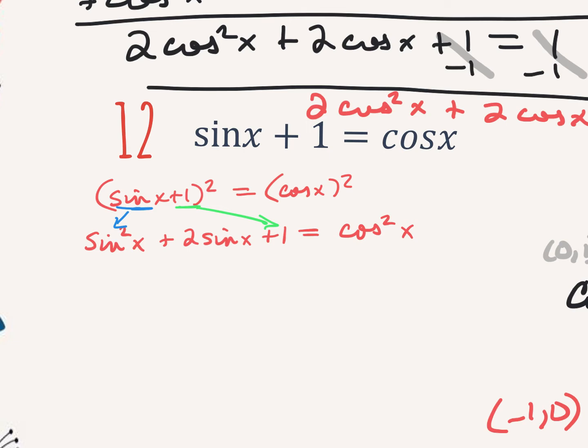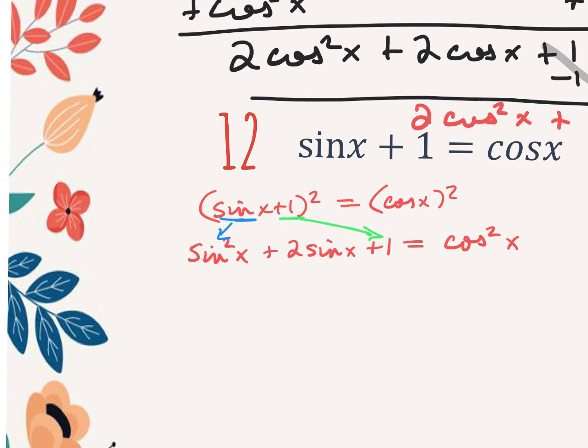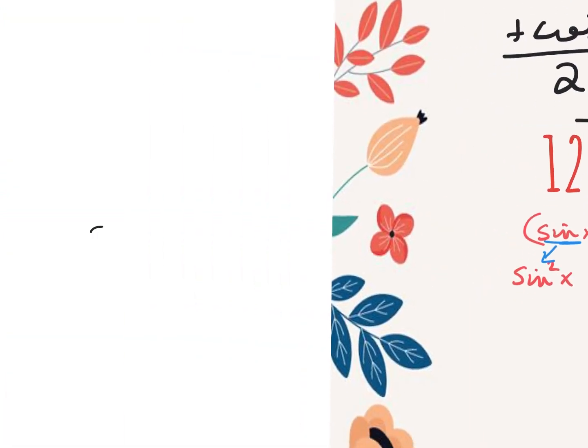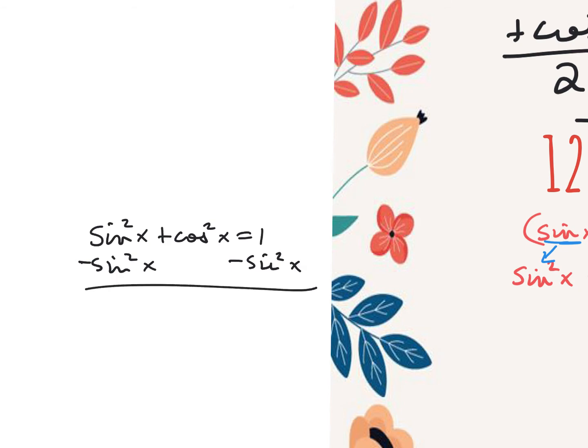Uh-huh. Okay. All right, now I need to do a Pythagorean substitution here. Again, I'm going to use the same one I did before. The sine squared x plus cosine squared x equals 1. However, this time I'm solving it for cosine. So I'm going to move sine squared x over. So cosine squared x equals 1 minus sine squared x. I'm going to substitute this for the cosine on the right side.